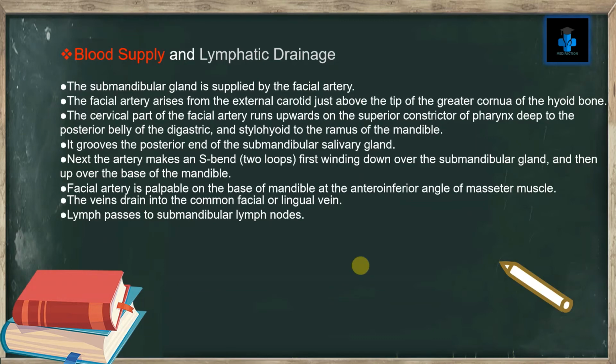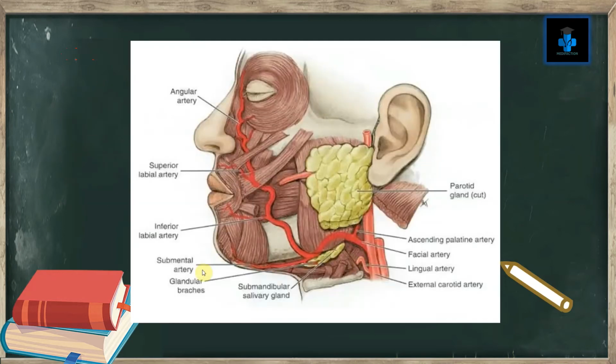The veins drain into the common facial or lingual vein. Lymph passes to submandibular lymph nodes. To understand better, this is the facial artery arising from the external carotid artery. It is very tortuous in nature. This one here is the masseter muscle. This is the anterior aspect of the masseter muscle.